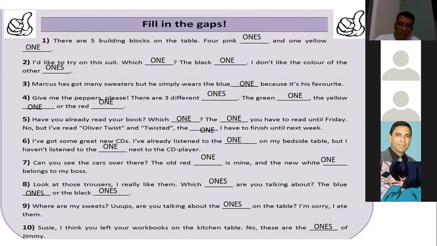Marcus has got many sweaters, but he simply wears the blue one. Because it's his favorite. Give me the papers, please. There are three different ones. The green one, the yellow one, or the red one.